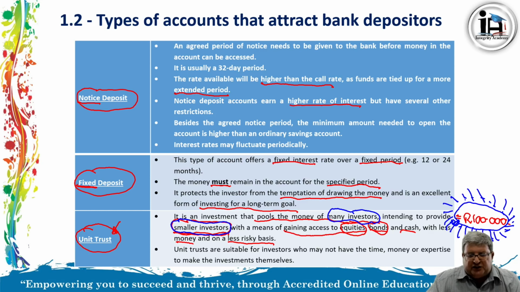So unit trusts are suitable for investors who may not have the time or the money. We don't have that 100,000 rand or the expertise to make investments ourselves. That is why we buy the unit trust, which is a pool of money, and the big investors, there's many of them, use the small investors' money, the money we bought the unit trust with, to make up that 100,000 rand to be able to invest it. And then they can split it up back to us again. All right, that's a unit trust.